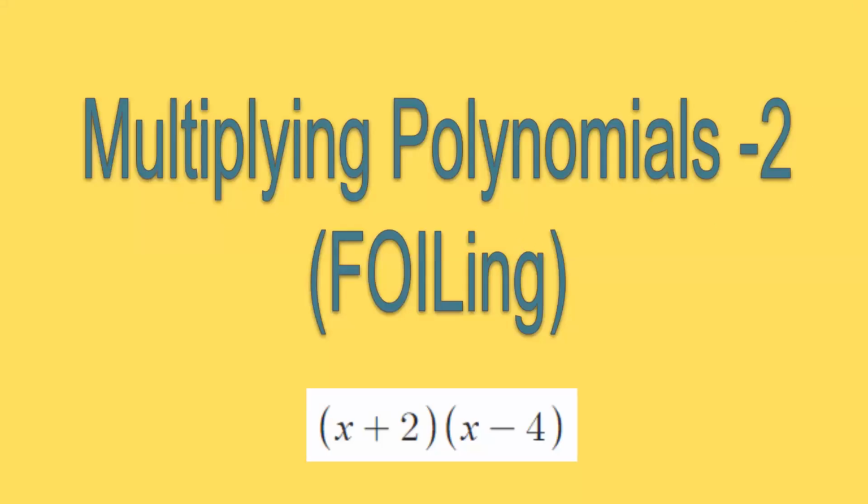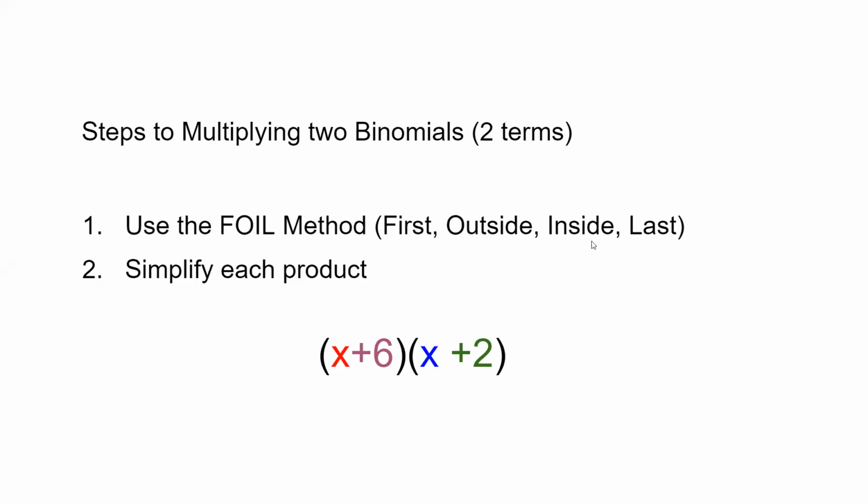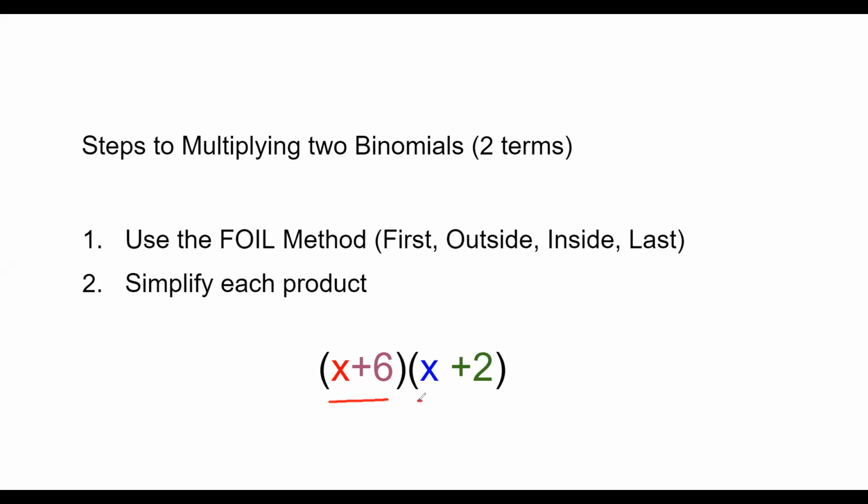This second video on multiplying polynomials is going to focus on a process that is sometimes referred to as FOILing. So let me explain. When we're multiplying two binomials, which just means two polynomials each with two terms, here we have an example down below, x plus 6 times x plus 2. That's multiplying two binomials. There's a special process that you need to go through in order to solve these problems.